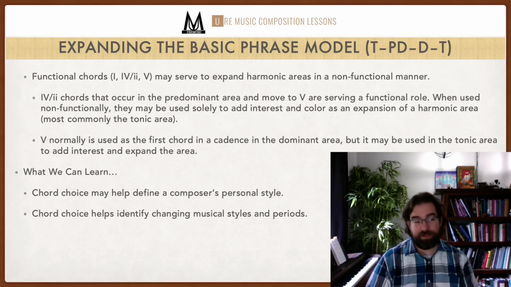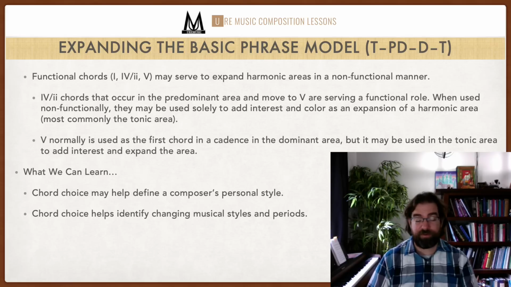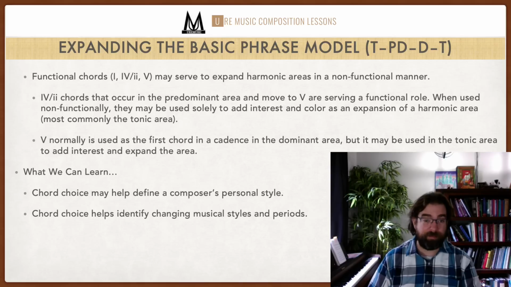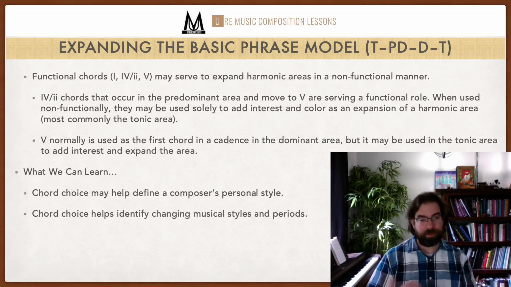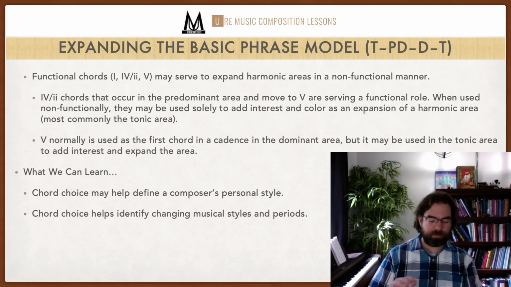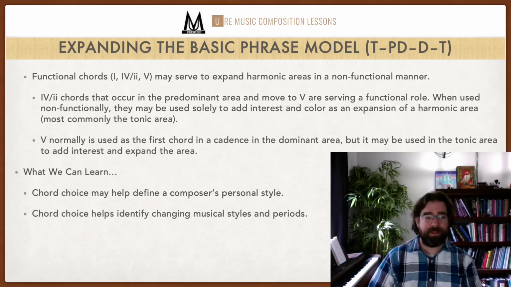So typically you've got the 4 or the 2 chords. They normally move to a 5 chord, and that 5 chord is going to start the dominant area. So the 4 and the 2 will actually be predominant chords that may serve as a third part of the phrase model, or actually a fourth, where you have a predominant that comes right before the dominant.